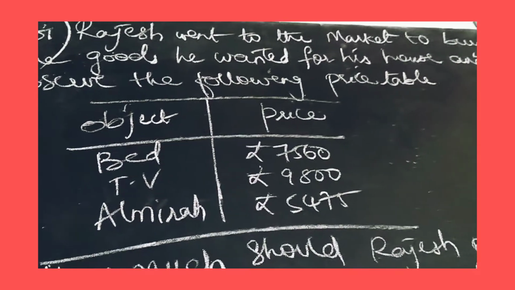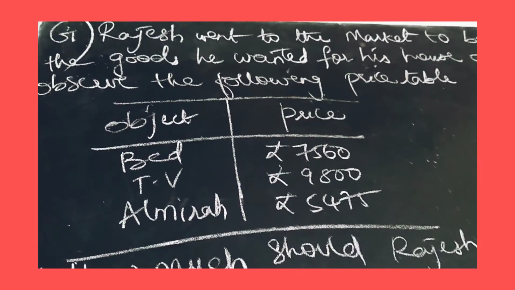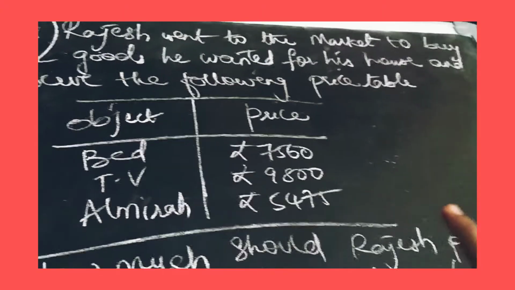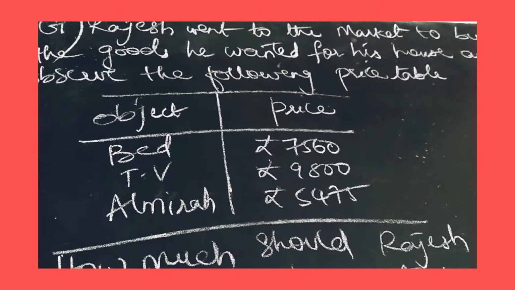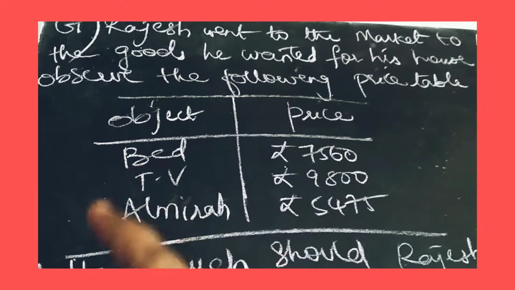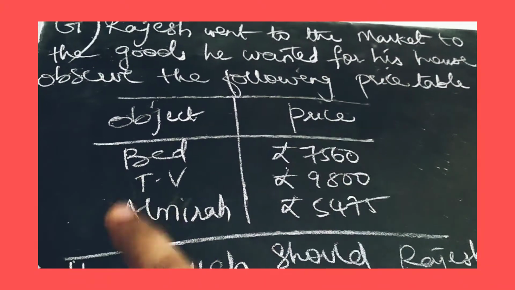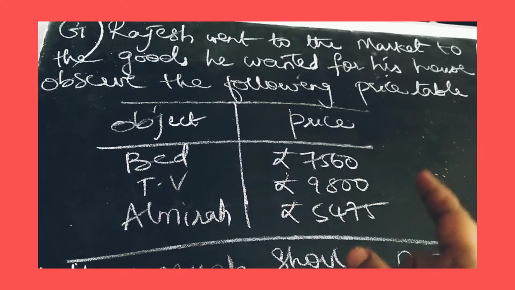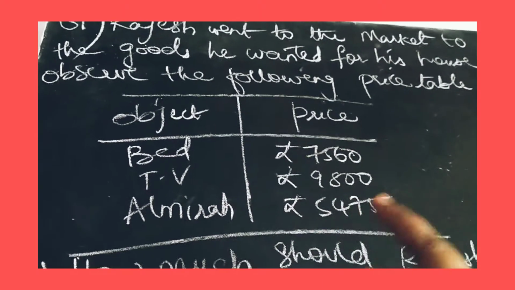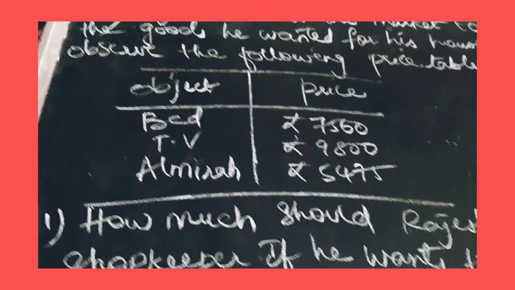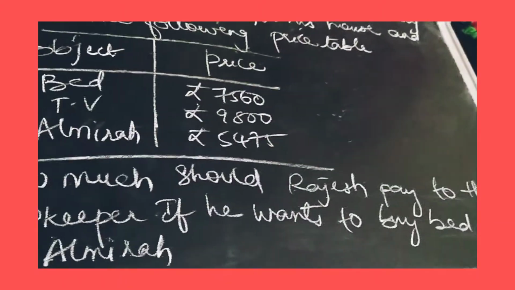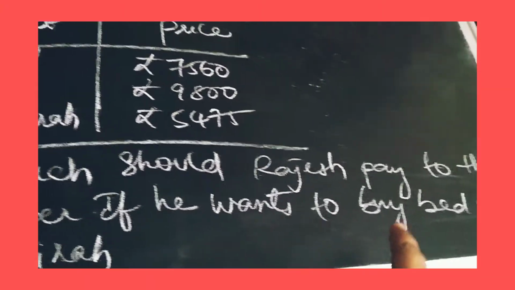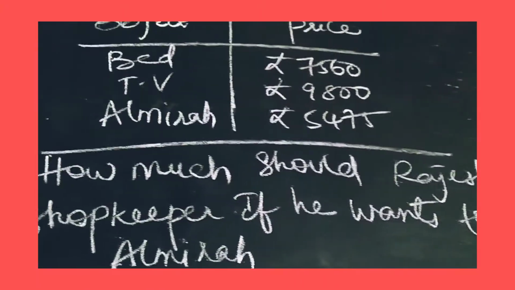G1: Rajesh went to the market to buy some goods. Okay, goods means some things he wanted for his house, and observe the following price table. So here the objects given are bed, TV and almirah. The price of the bed is 7560, the price of TV is rupees 9800 and the price of almirah is 5475. So how much should Rajesh pay to the shopkeeper if he wants to buy bed and almirah?